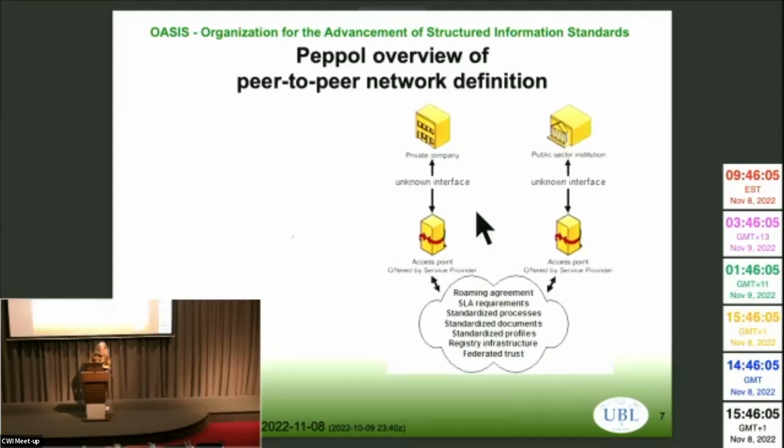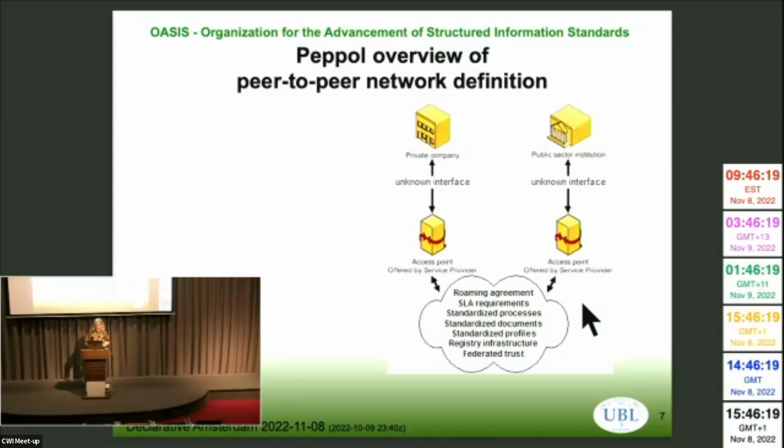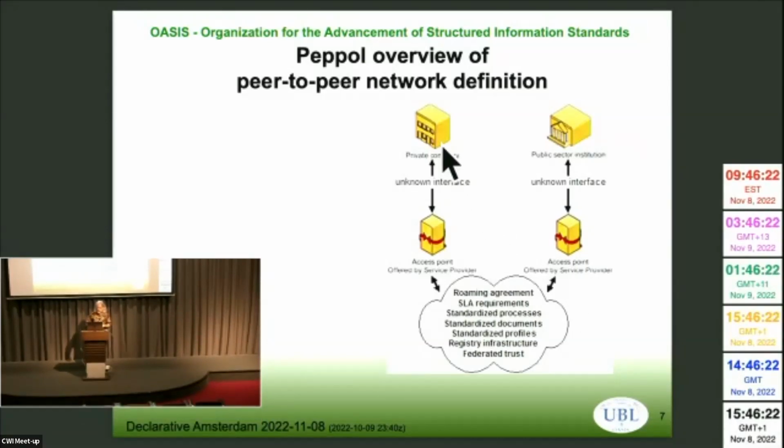This was presented. This is one of the early diagrams from Peppol. So you have the European Commission, a public sector institution with some interface to their access point. And me, a private company, I have some connection with my access point. And the only thing that defines the network is a set of specifications. There is no hardware. There is no prime vendor. There is no single point of failure.